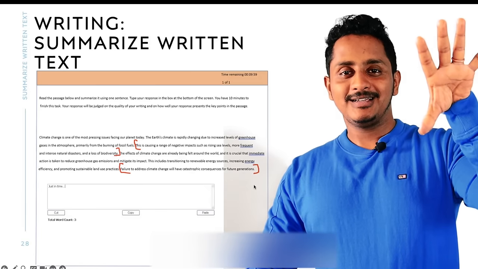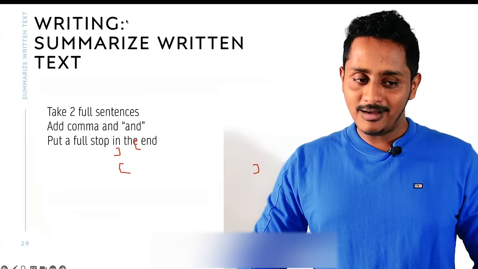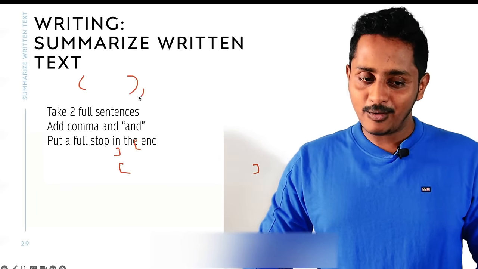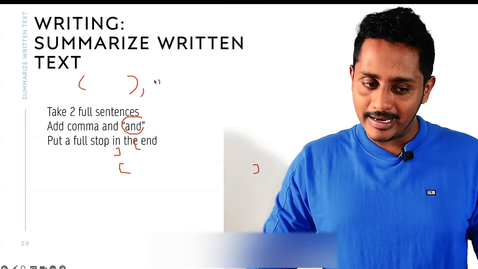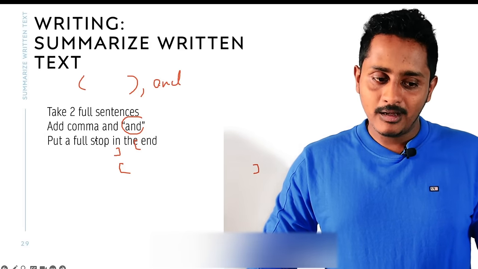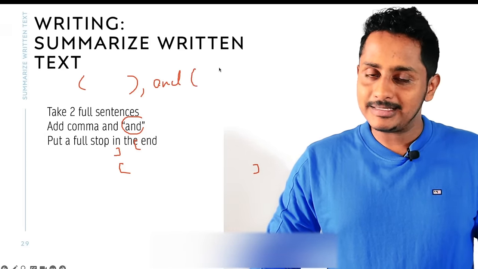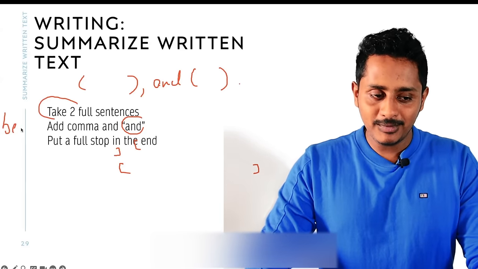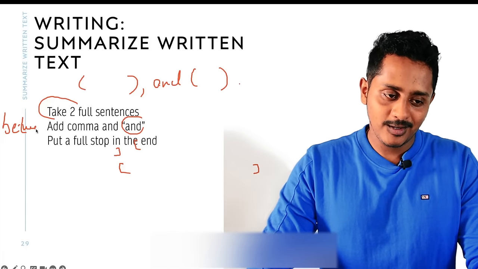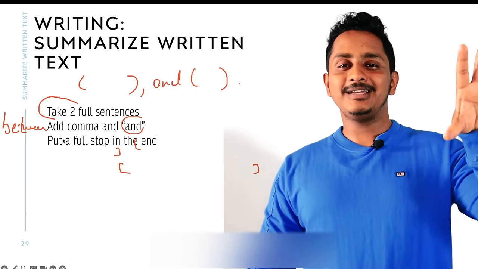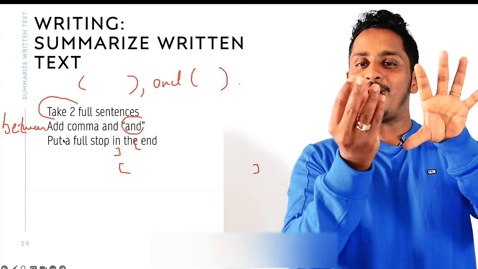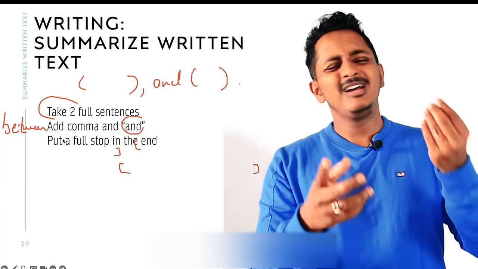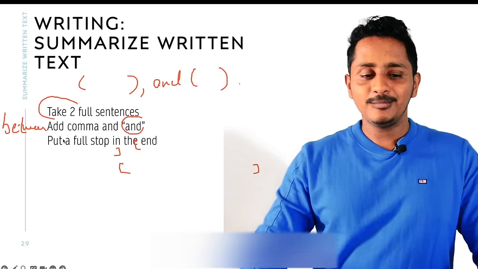First sentence. And add a comma. First sentence done. Add a comma. And add AND. Add a second sentence. Put a full stop. Take 2 full sentences between. I missed this. Very sorry. Between first sentence and second sentence, add a comma and a connector: and, or, but. Use AND and, in the end put a full stop.